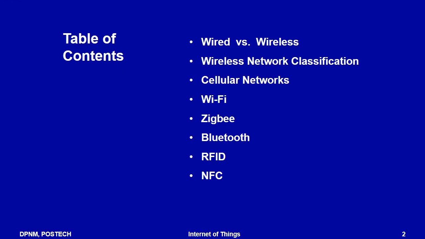In this lecture, I will introduce key networking technologies used in Internet of Things. I will first compare the wired and wireless networks. I will then explain the most widely used wireless networks, namely cellular networks, Wi-Fi, Zigbee, Bluetooth, RFID, and NFC, near-field communication.